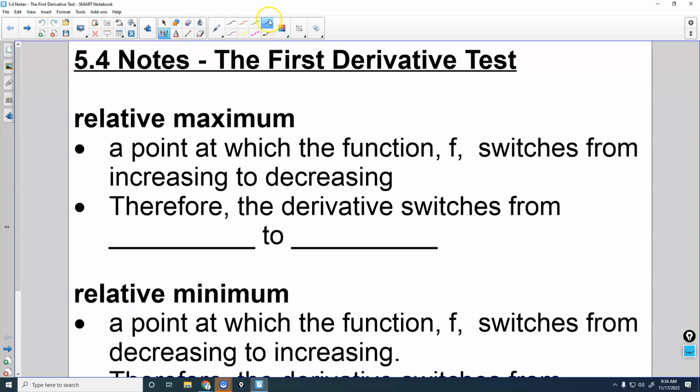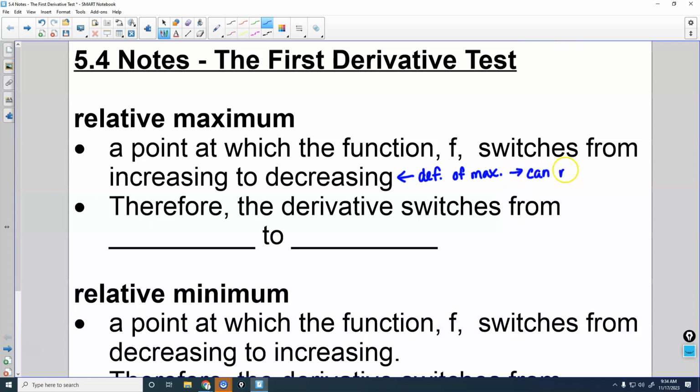Okay, all right, so what we're going to do today is very similar to what we have been doing so far, because we will be looking for relative minimums and maximums. A relative maximum is a point at which the function f switches from increasing to decreasing. Right? Now, this is our definition of a maximum. So we might want to put definition of maximum.